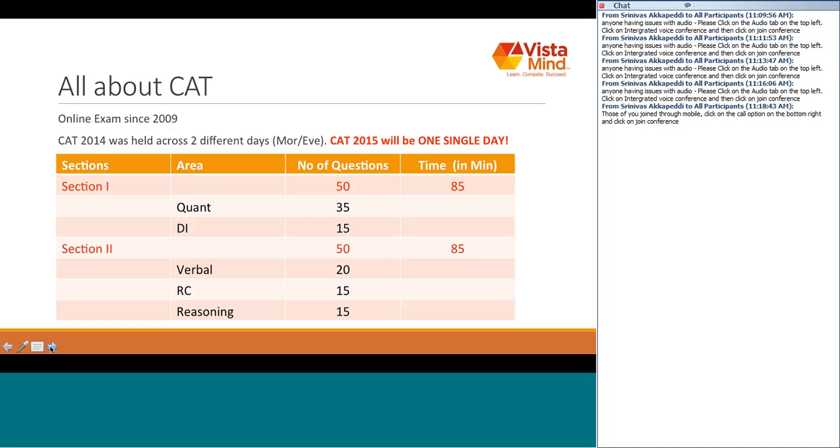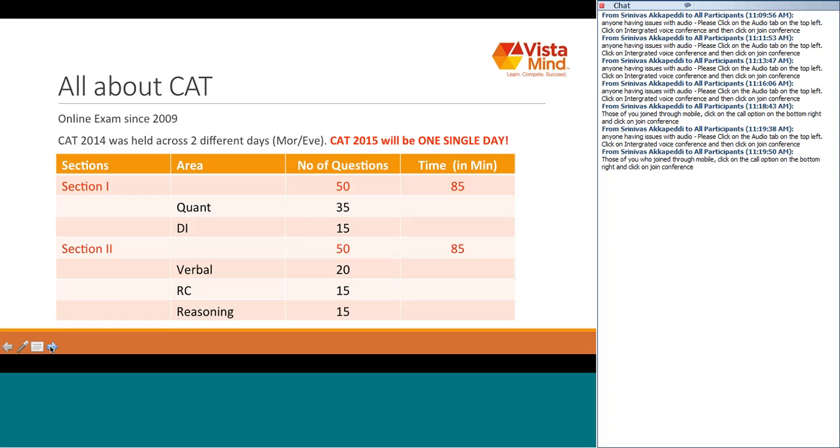Similarly, in section 2, the verbal ability area, there were 20 questions. Reading comprehension was 15 questions. Reasoning was 15 questions. Total time available to solve this paper was 170 minutes. While I have put the time here as 85 minutes, depending on the student's strength and weakness, you can give maybe 90 minutes to section 1 and 80 minutes to section 2, or vice versa, maybe plus or minus 5 minutes on both sides.